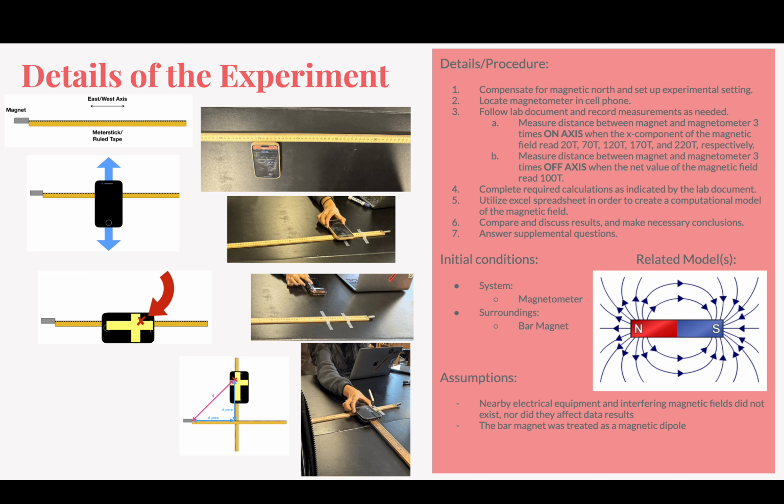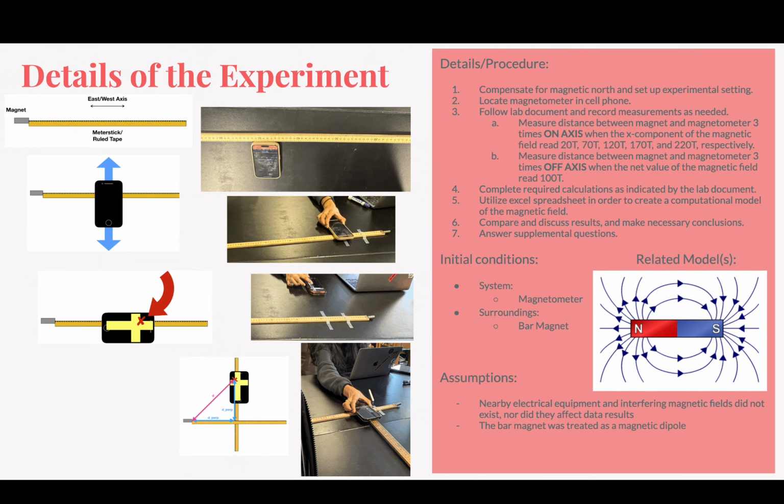Still following the lab document and having taken these measurements and put them into the corresponding Excel sheet, I then completed required calculations as indicated. I then utilized this Excel spreadsheet in order to create a computational model that would predict the magnetic field. I then compared the results and made necessary conclusions and answered supplemental questions. The bottom 4 images on the left side of the slide show setting up and finding the off-axis measurements.